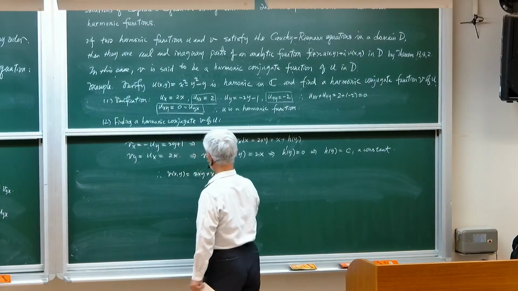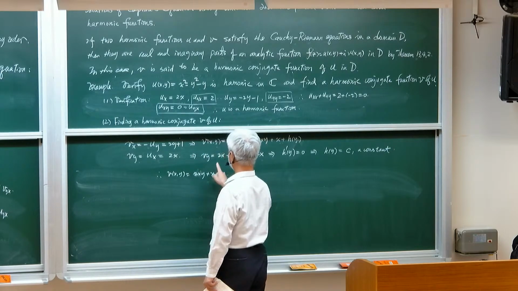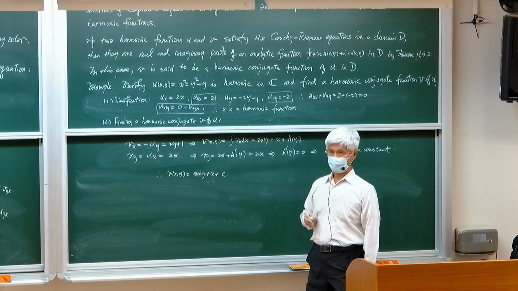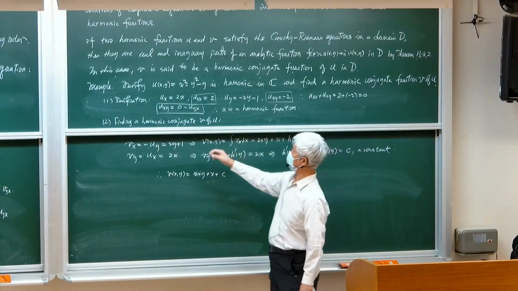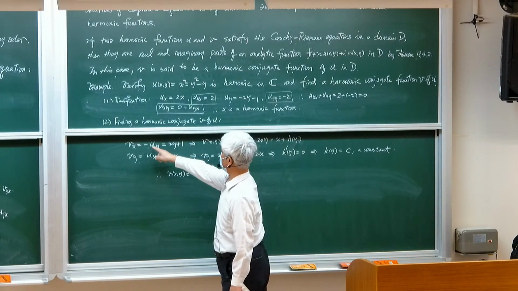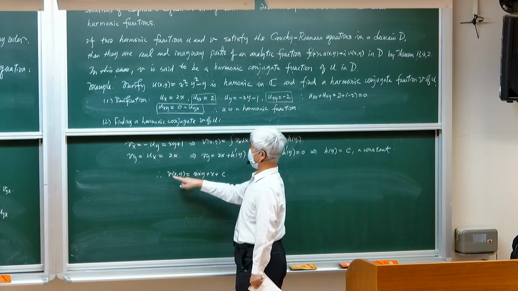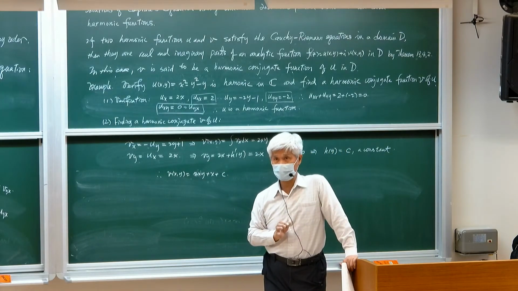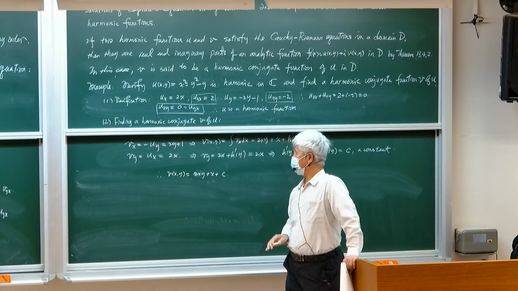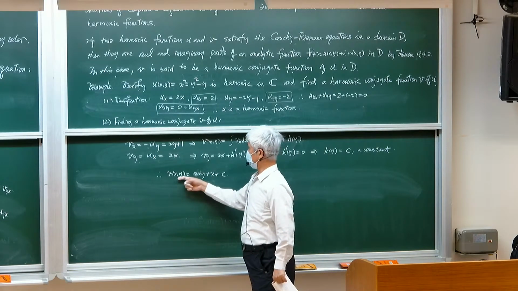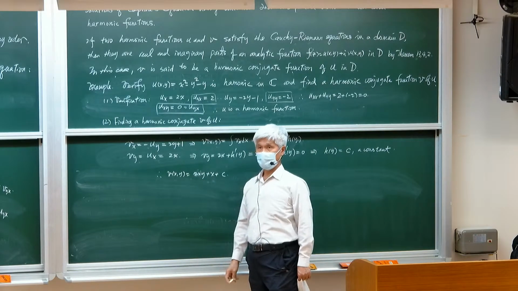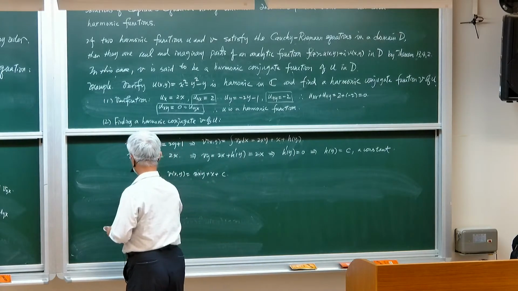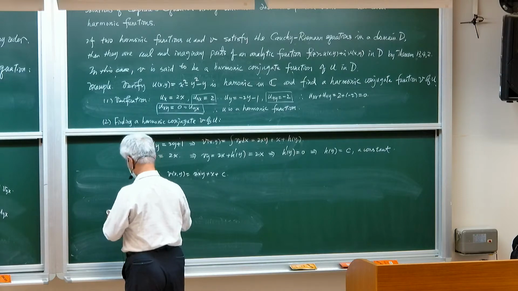And you can see that, of course, it's a harmonic function. The reason is the Cauchy-Riemann equations. So this V must be a solution of the Laplace equation, of course, and it has continuous second-order partial derivatives.